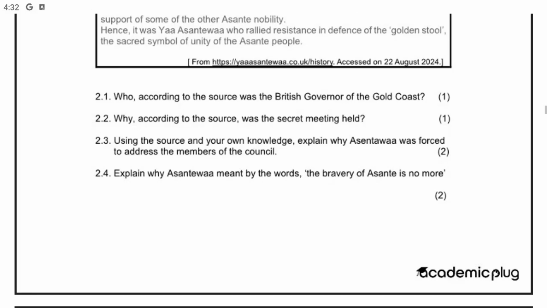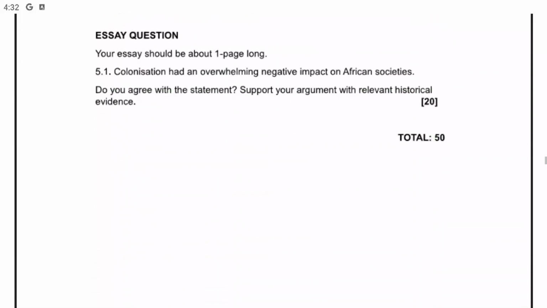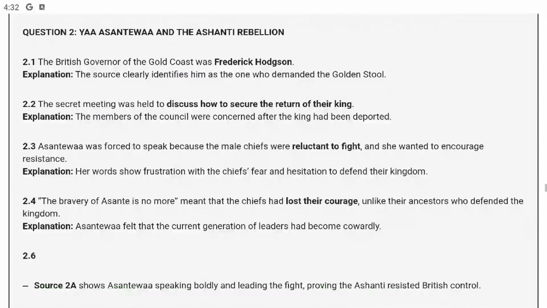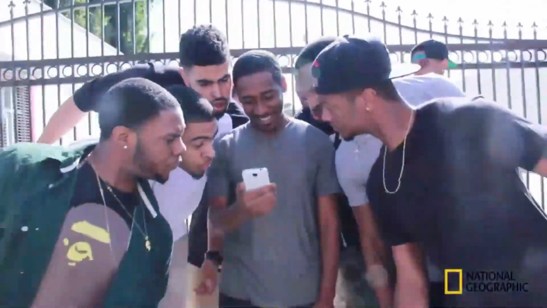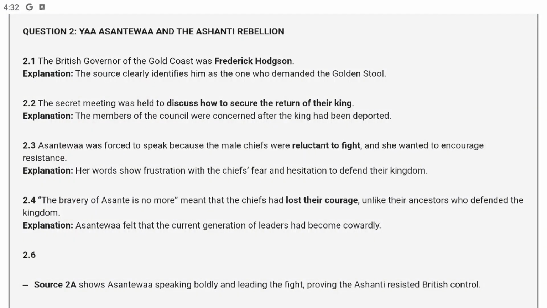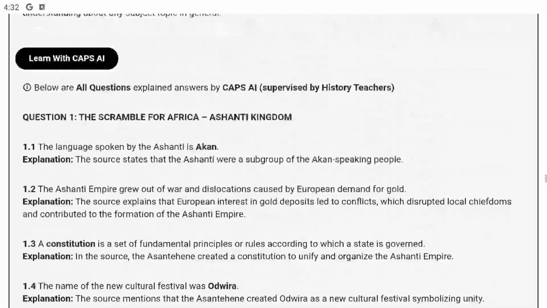2.1. Who, according to the source, was the British governor of the Gold Coast? We just read about that guy, right? Yeah. The British governor of the Gold Coast was Frederick Hodgson. I'm sure I'm pronouncing it right, but if I'm incorrect, please let me know in the comments. Yeah, that was the guy, right? The main target.